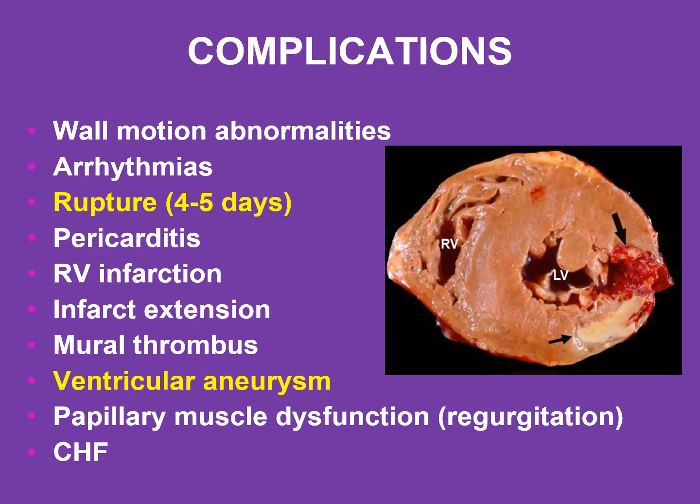So what are the complications of MI, which is actually the cause of death of the MI. We can have wall motion abnormalities, arrhythmia, which is very common, probably one of the most common causes of your mortality. It can also rupture your free wall in 4 to 5 days here. A pericarditis can also occur. A right ventricular infarction, extension of your infarction, presence of mural thrombi, a ventricular aneurysm.